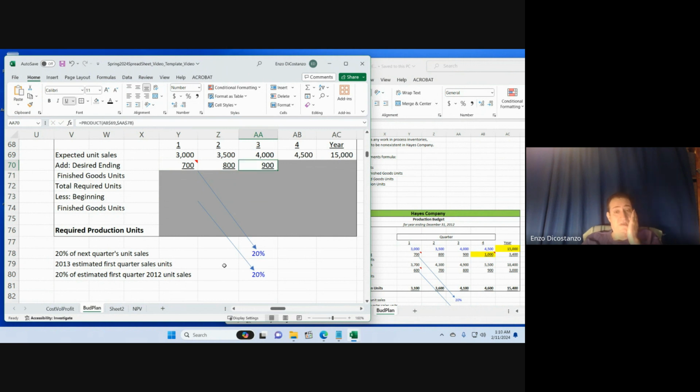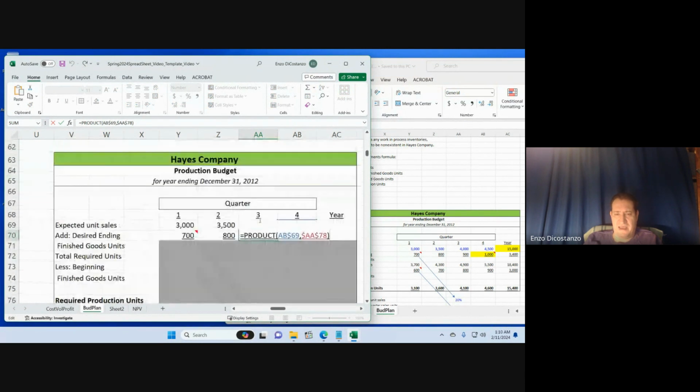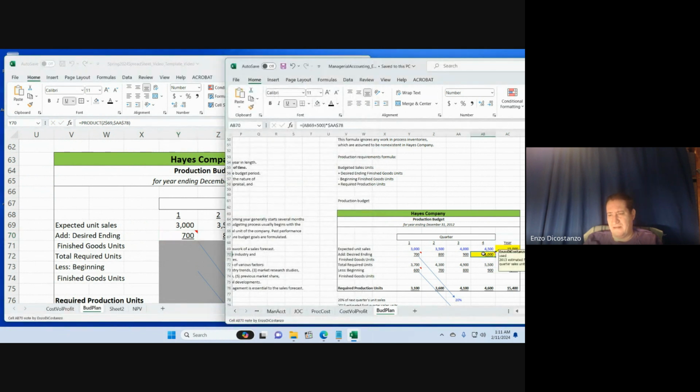Now, what you need is next quarter sales. So in the third quarter, you're referencing the fourth quarter's expected sales, and then you're taking 20% of that number. 20% of the third quarter in the second, and 20% of the second quarter in the first. But now you need the first quarter of 2013, and I'm trying to see how we did that. We did estimated sales, I think, right? Something like that.